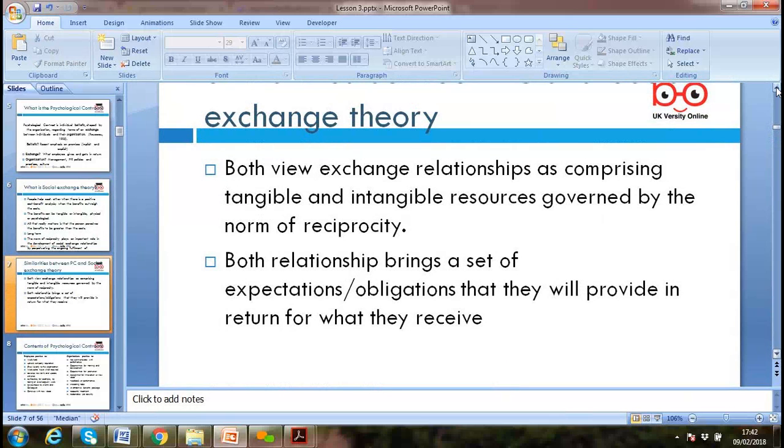Okay, exchange theory views an exchange relationship as comparing tangible and intangible resources governed by norms. We need to look at the tangible and intangible, whatever the norms or values of the organization, and those should be matched with what the employees are expecting, like the color scheme, the lighting, heating, a comfortable environment.